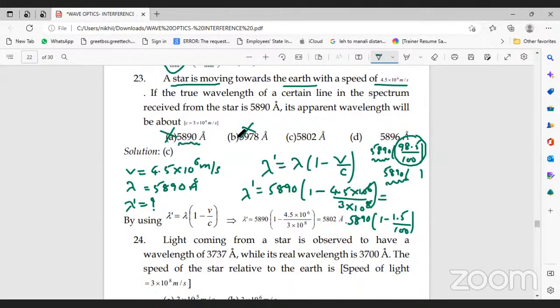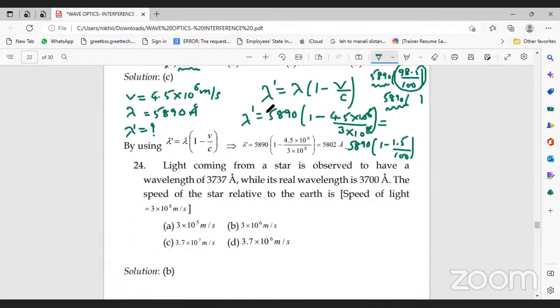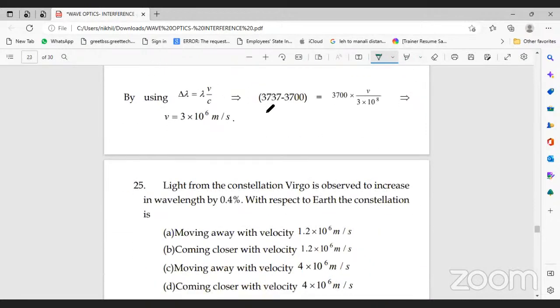We can't get 5978, right? Yes, sir. We can't get even 5896. It can't be more than that. Yes, sir. So 5802. Definitely it should be like 5802. You can't do the accurate calculation. Got it? Yes, sir. I think the next problem is also in the same way.